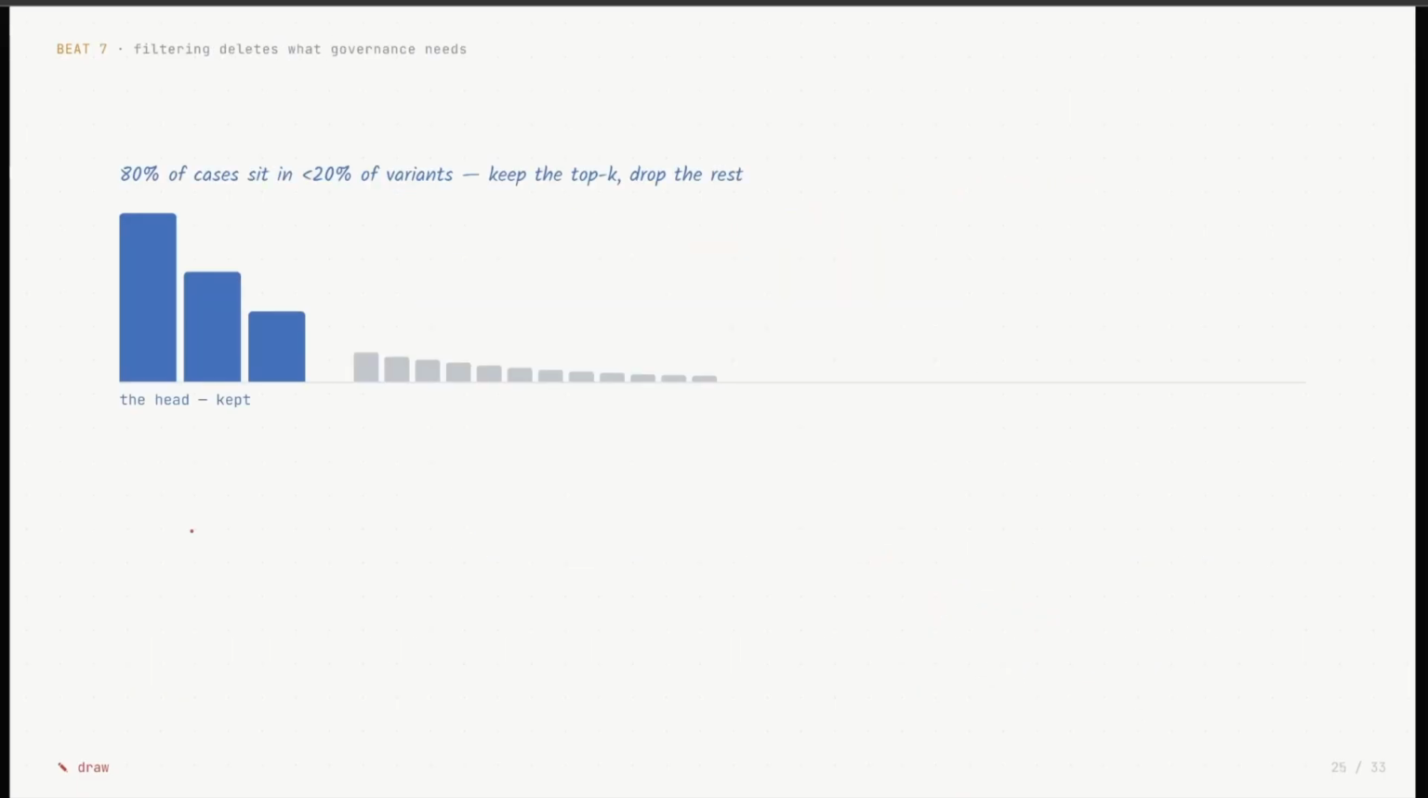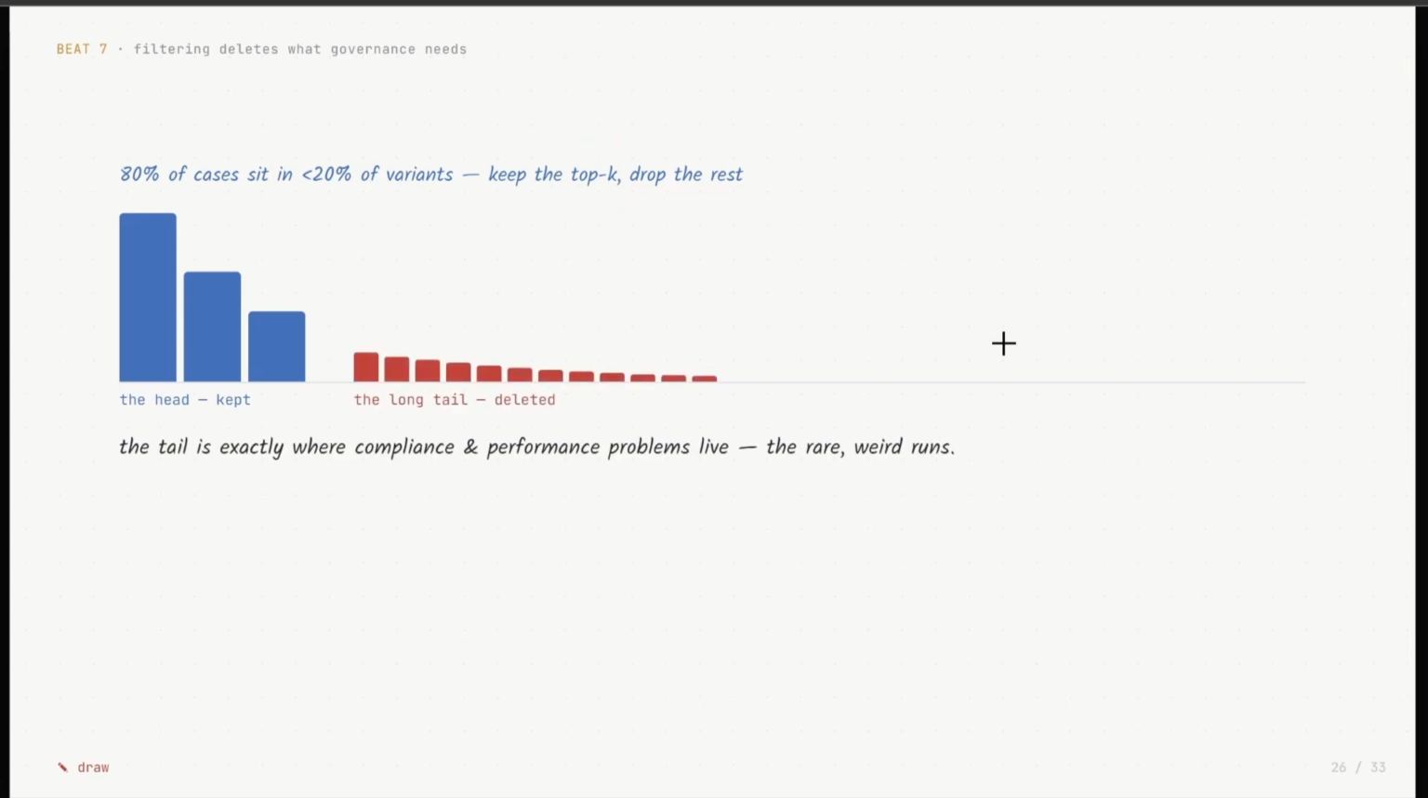So what often happens is that everyone is filtering before discovery. You have your 80% of the data, and here you have your 20%. What you're going to do is keep your top K, your top 80%. This makes your map cleaner, your analysis cleaner, but the tail, this part, is deleted. And it is exactly where compliance and performance problems live. This is where the rare, weird runs are happening, in this tail.